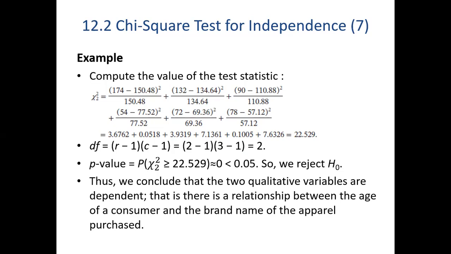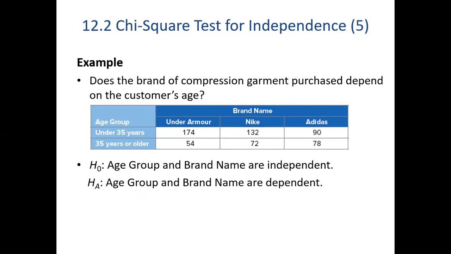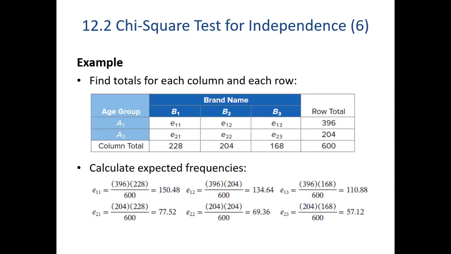Reject the null hypothesis. If we reject the null hypothesis, then at alpha equal to 0.05, we can conclude that age group and brand name are dependent.